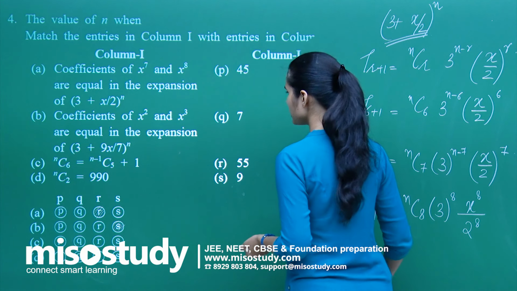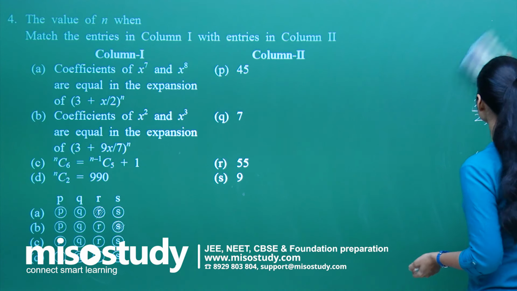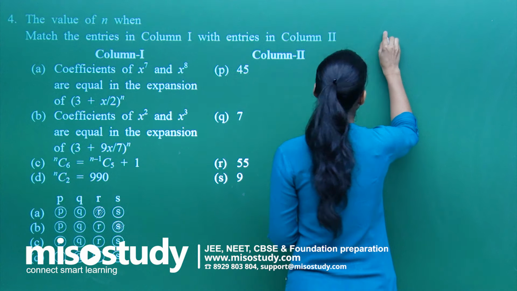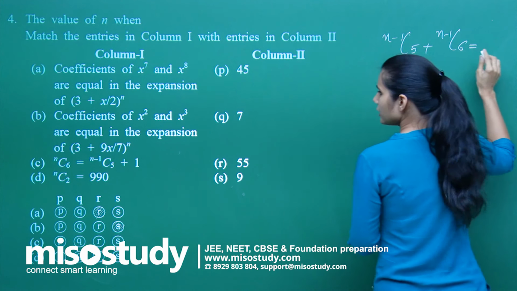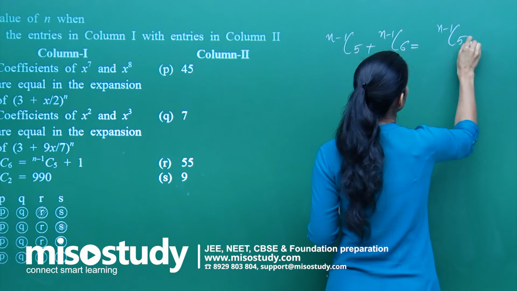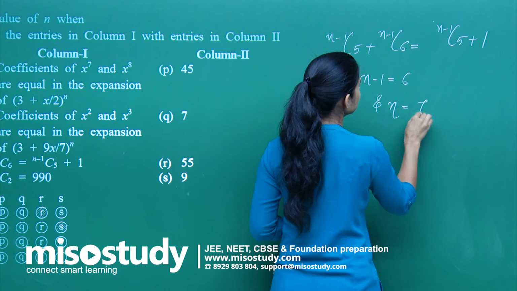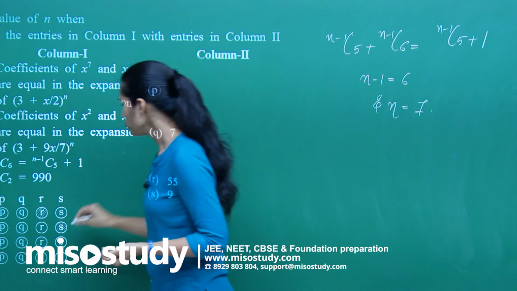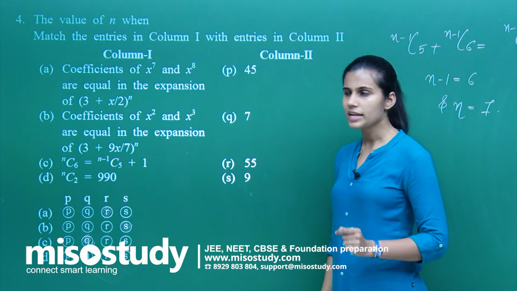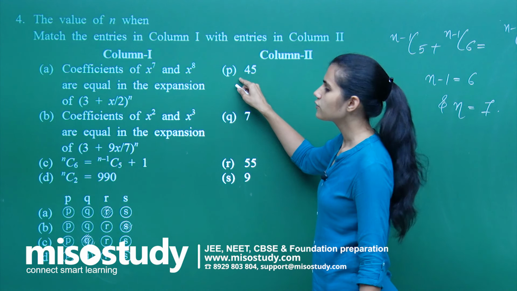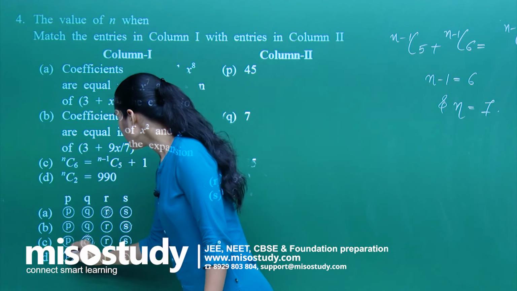Then you have nC6 equals (n-1)C5 plus 1. Now over here, it's pretty simple to understand. This can be written as (n-1)C5 plus (n-1)C6 equals (n-1)C5 plus 1, which implies n minus 1 equals 6 and therefore n equals 7. So C gets matched to Q. And nC2 equals 990 is very simple. Just plug in n equals 45. 45C2 is 990 and therefore D gets matched to P.